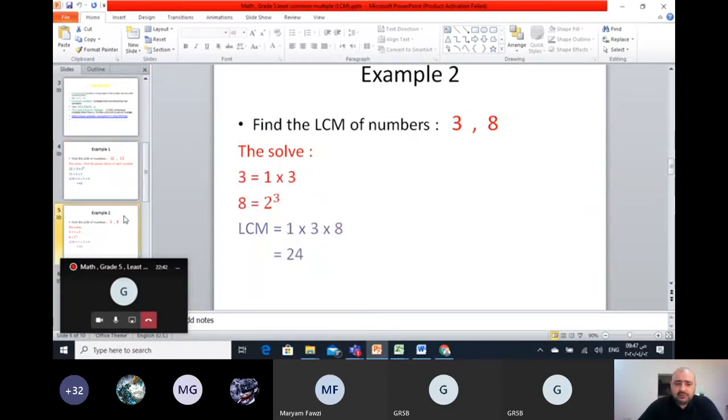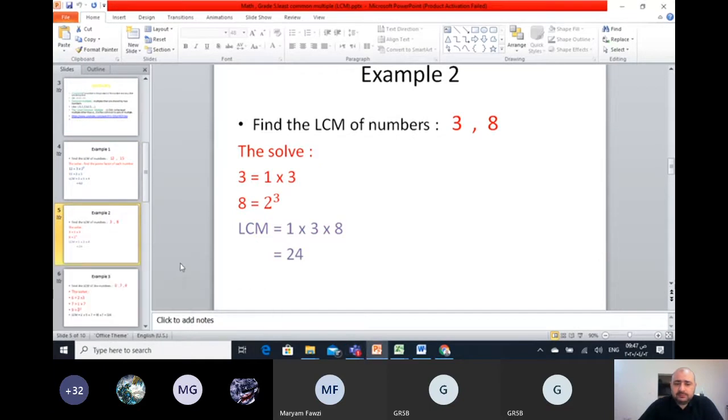Now, example 2. Find the LCM of the numbers 3 and 8. The first step, try to find the prime factors for each number. Now, 3 is prime. 3 equals 1 times 3. And 8, as you know, equals 2 times 2 times 2. I can write it as 2 exponent 3.